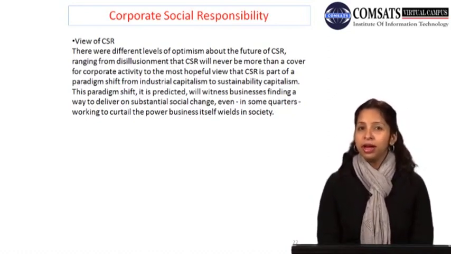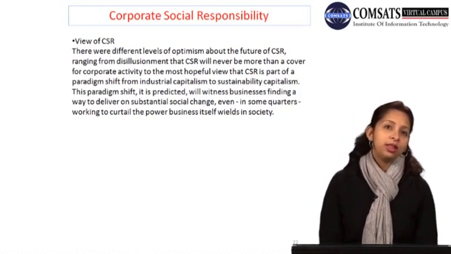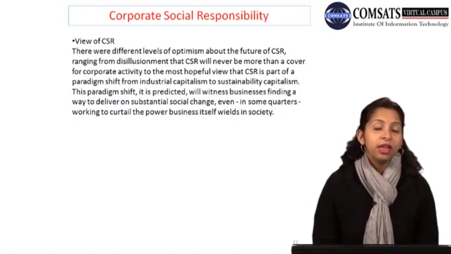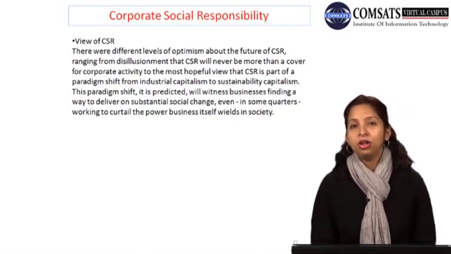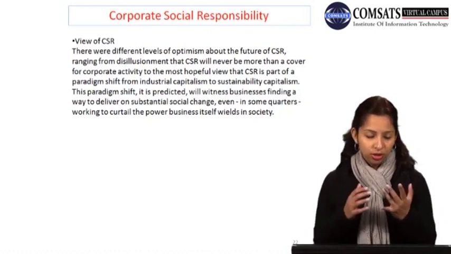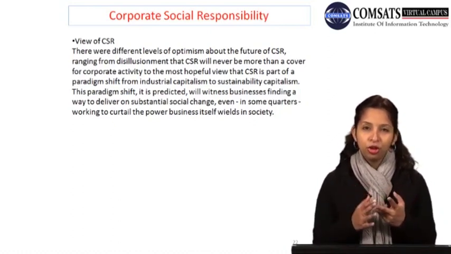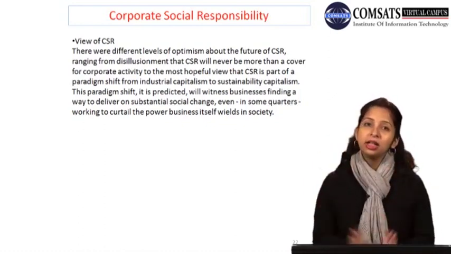And what should be kept in mind while implementing a CSR framework is that CSR practices cannot be imitated. So if one country is doing one thing successfully, the chances are that the same concept will not be successful in another country. So companies need to see the culture, the history, the socio-economic situation, the political situation of the countries they're operating in, and then make a tailor-made solution.